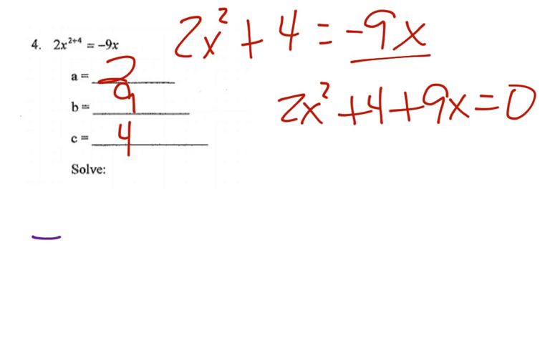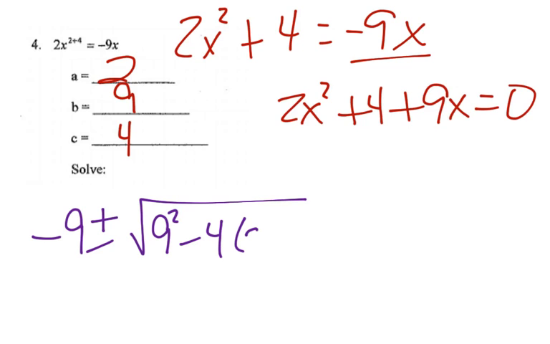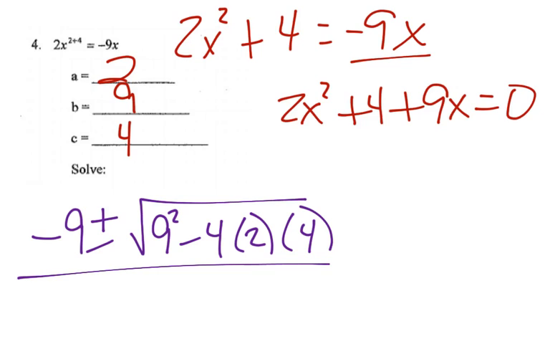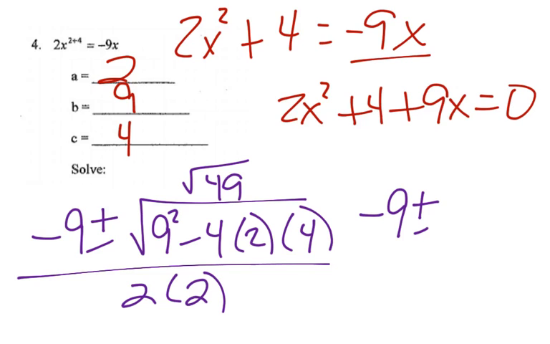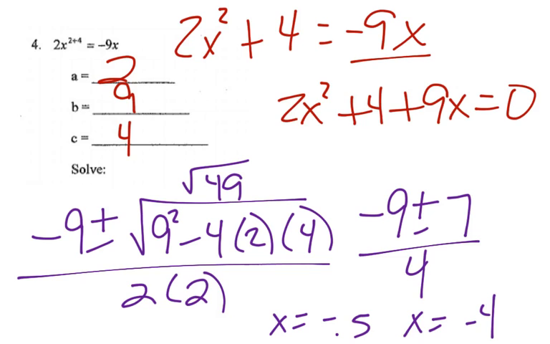So for your formula, you're going to have negative 9 plus or minus the square root of 9 squared minus 4 times A is 2 times C is 4 all over 2 times A is 2. So 9 squared minus 4 times 2 times 4, that gives us the square root of 49. Square root of 49 is 7, so negative 9 plus or minus 7 all over 2 times 2, which is 4. So negative 9 plus 7, enter, divided by 4, x equals negative 0.5. Negative 9 minus 7, enter, divided by 4, x equals negative 4.